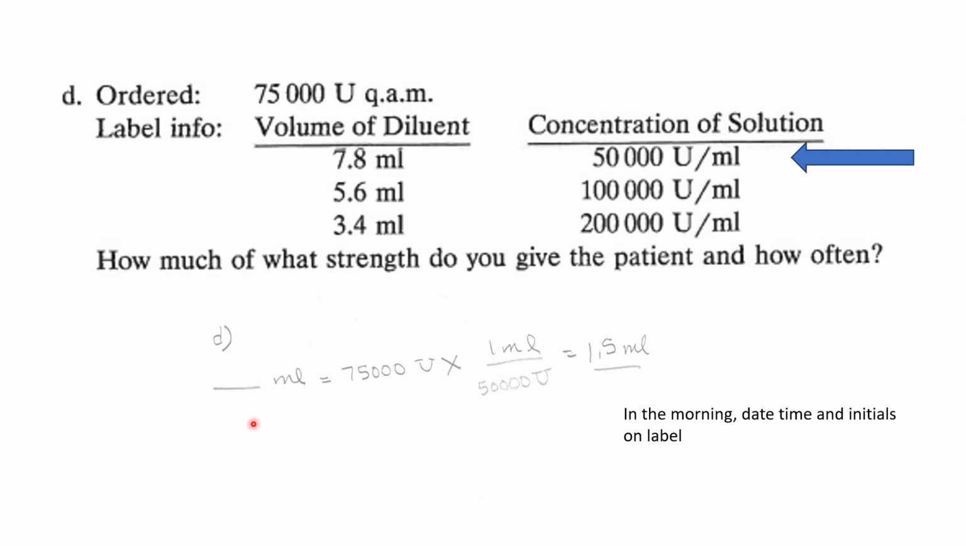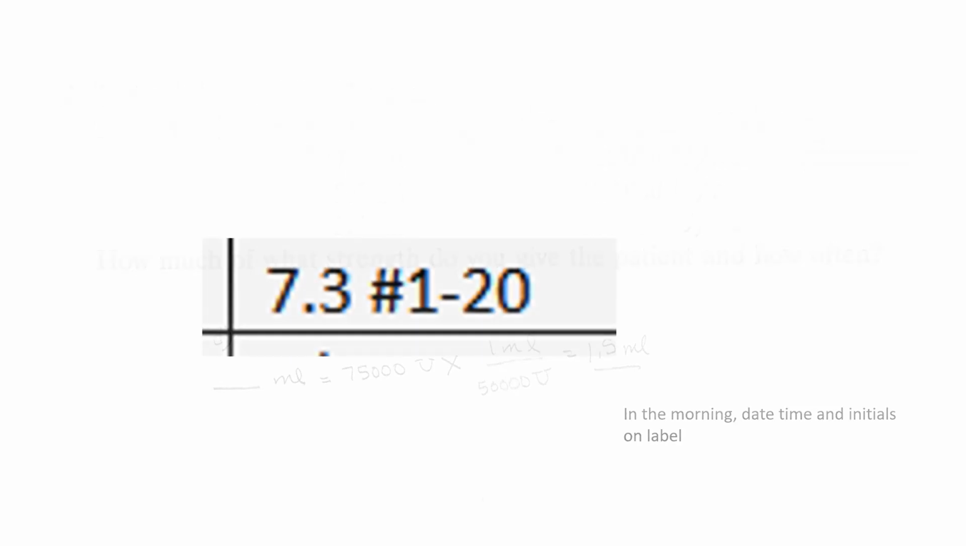Okay, and so what you do is you're giving it in the morning. You should date and time because there's some left over, but the number of milliliters you give is going to be what was ordered. And this is the conversion factor for that one that you're using. And so you give 1.5 milliliters. And again, there's some left over for another dose, so you date, time, and initial the label. And you should, as the syllabus recommends, do problems 1 through 20 in 7.3.